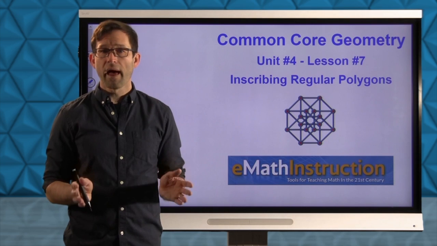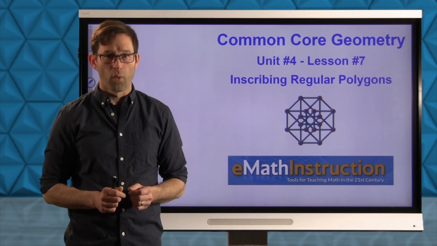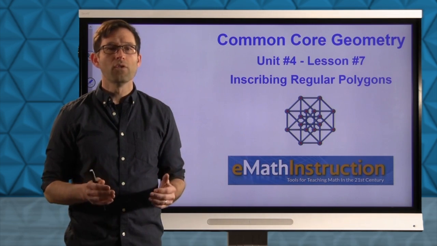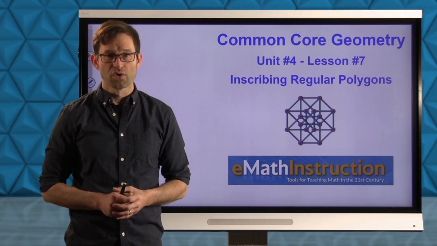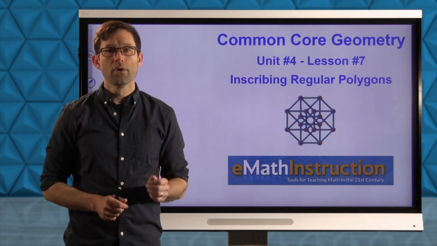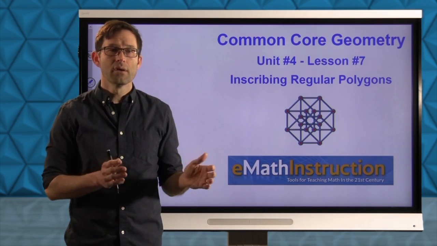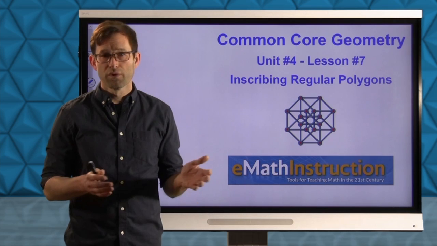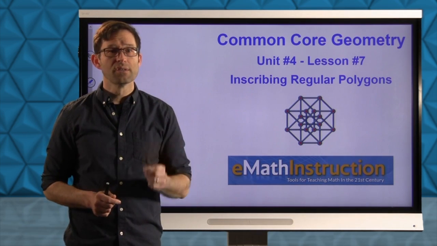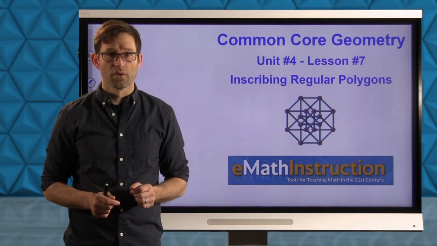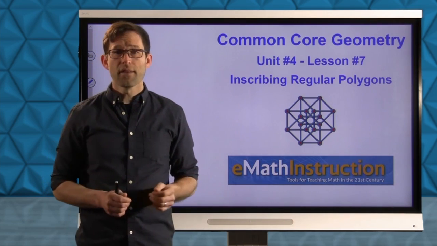So this is the last lesson of Unit 4, which has been devoted to various types of constructions and the mathematics behind those constructions. Today we're going to be looking at how to put various polygons, and we'll talk about which ones, inside of a circle so that the vertices of the polygons just touch the circle. And let's get into that now.